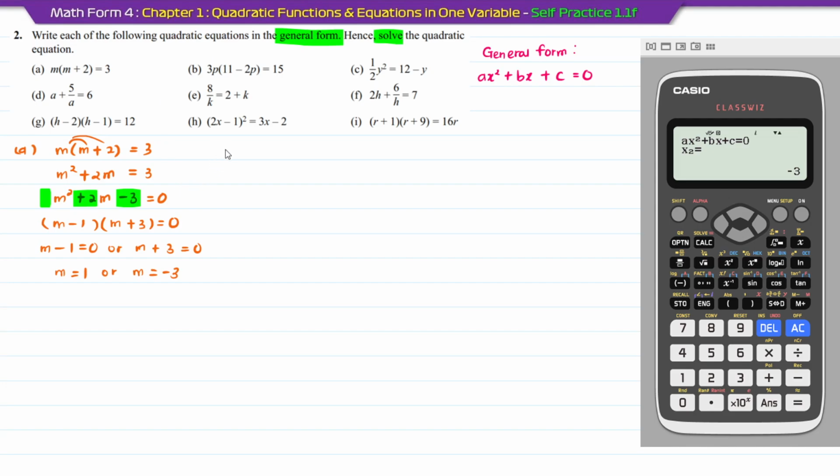Now let us move to question B. We have 3p bracket 11 minus 2p equal to 15. The same thing, we are going to expand this first. We have 33p minus 6p squared equal to 15. We are going to move this 15 to the front and rearrange it in general form. So we have minus 6p squared plus 33p minus 15 equal to 0.